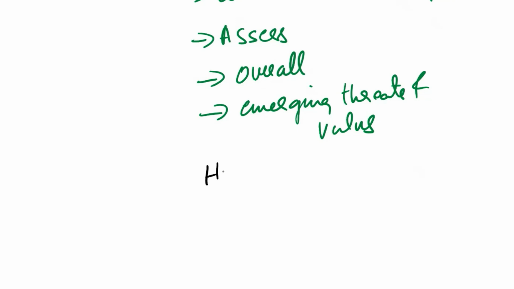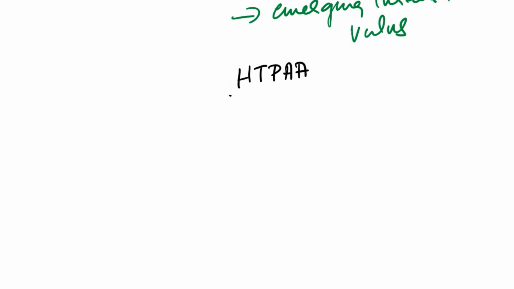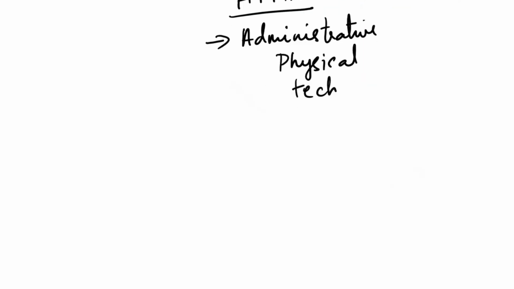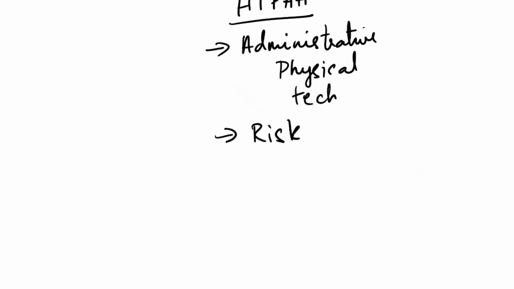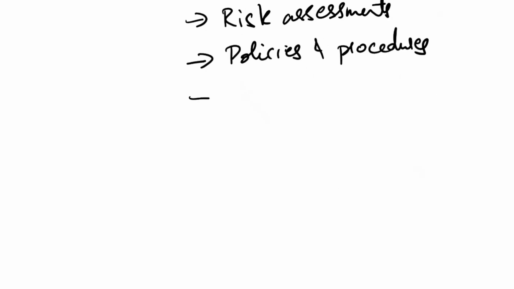The next standard is HIPAA. It stands for Health Insurance Portability and Accountability Act. HIPAA sets standards for the protection of sensitive patient health information. How do you ensure compliance with HIPAA? First, implement administrative, physical, and technical safeguards to protect health information. Conduct regular risk assessments to identify and mitigate potential vulnerabilities. Next, develop and maintain policies and procedures that address HIPAA requirements. Next, train staff on HIPAA compliance and security awareness.